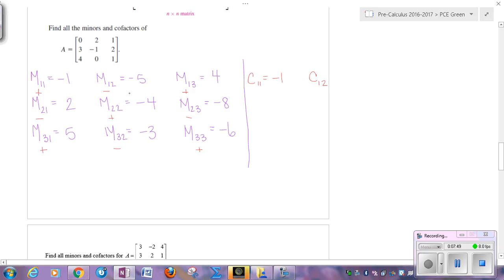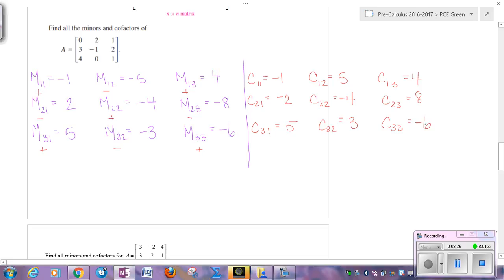Okay, now the next one's going to change because that's a negative and then that's a -5. So that's going to change to a +5. And then the next one's going to stay the same. In the second row, first column, that's going to change to a -2. That's going to stay -4. That's going to change to a +8. That's going to stay 5. That's going to change to a +3. And that's going to stay -6.